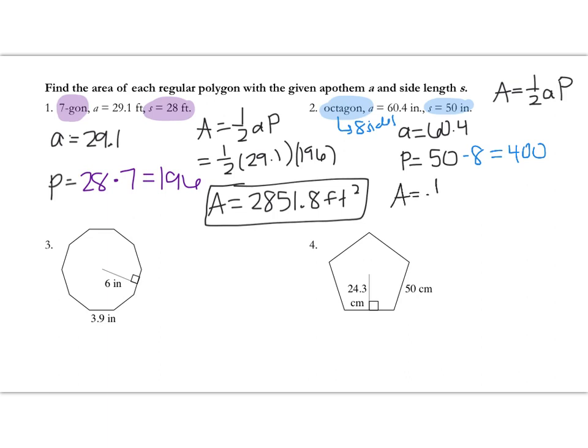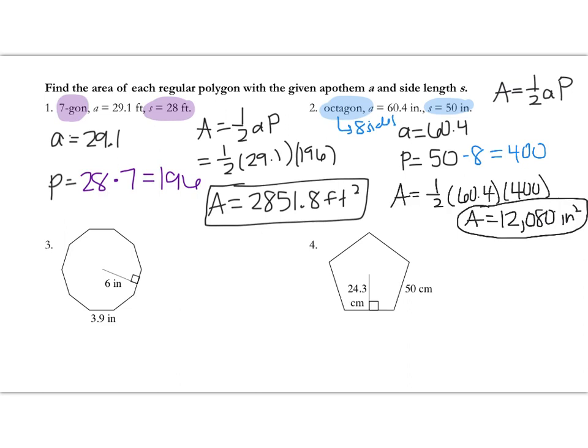And then to get the area, it's 1/2 of 60.4 times 400. Again, I'm letting the calculator do all the hard work. I'm doing 60.4 times 400 on the calculator, then dividing by 2 because of the 1/2. Some of these answers will be a little bit bigger because we're talking about bigger shapes. So it's 12,080 inches squared. The bigger those side lengths get, the bigger the area is going to get.